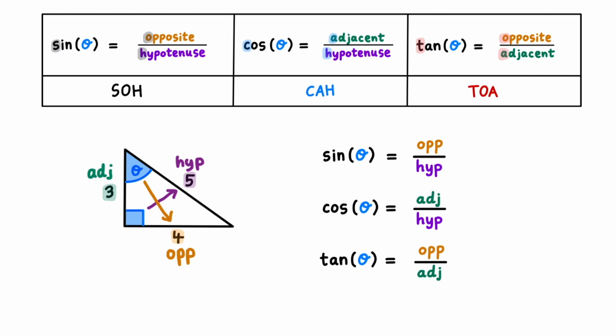By definition, sine of theta is equal to the opposite over the hypotenuse. Since the opposite is 4 and the hypotenuse is 5, the sine of theta will be equal to 4 over 5. Cos of theta is the adjacent over the hypotenuse. In our triangle, the adjacent is 3 and the hypotenuse is 5, so cosine of theta will be equal to 3 over 5. Tan of theta will be equal to the opposite, 4, over the adjacent, 3.